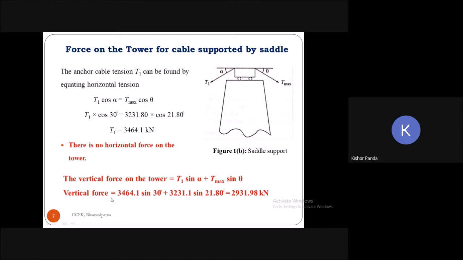The vertical force on the tower is equal to 3464.1 sine 30 degree plus 3231.1 sine 21.80 degree. This is equal to 2931.98 kilonewton. So this is the force acting on the tower when the cable is supported by saddle.